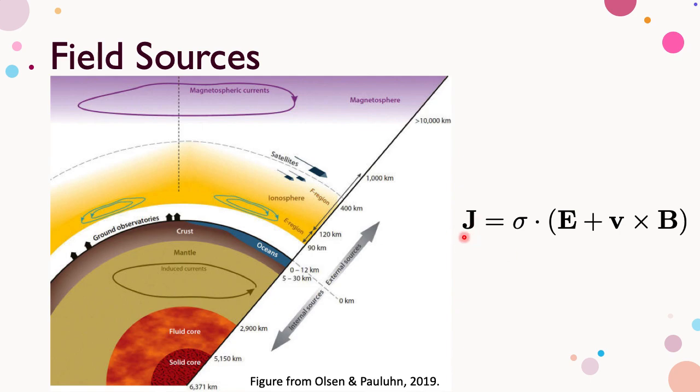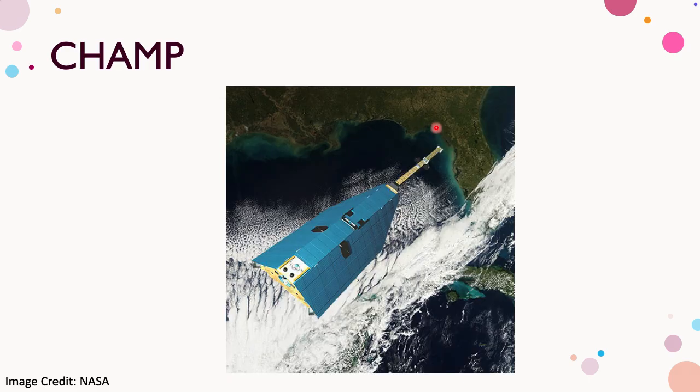J here is the current density vector. You've got sigma, which is the conductivity. E is the electric field, V is the velocity vector, and B is the magnetic field vector. Basically, what this is saying is that when you move something through a conductor, it generates currents. It generates some electric fields, and it also generates some magnetic fields. So that's how we get the magnetic fields in these different places. Thinking about that equation, that's kind of what's behind all of the stuff that I'm about to say.